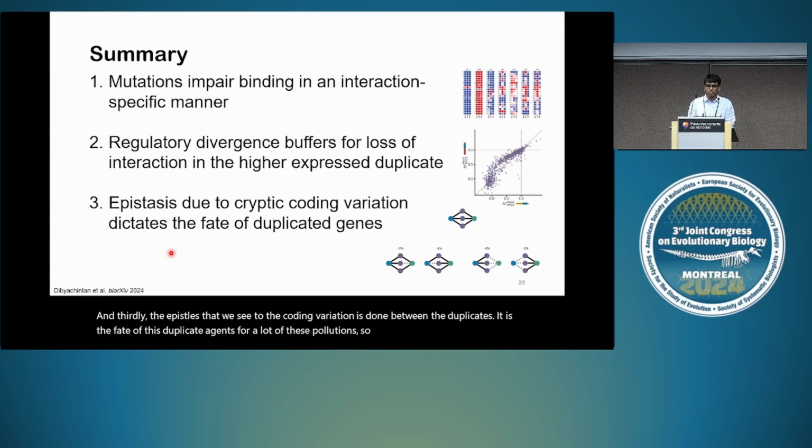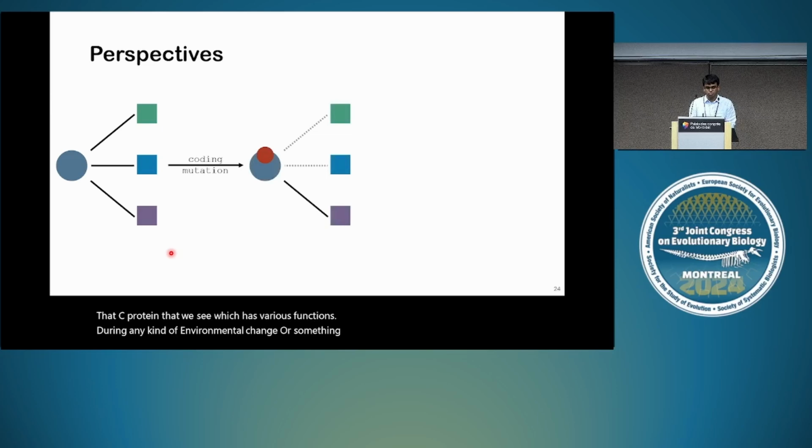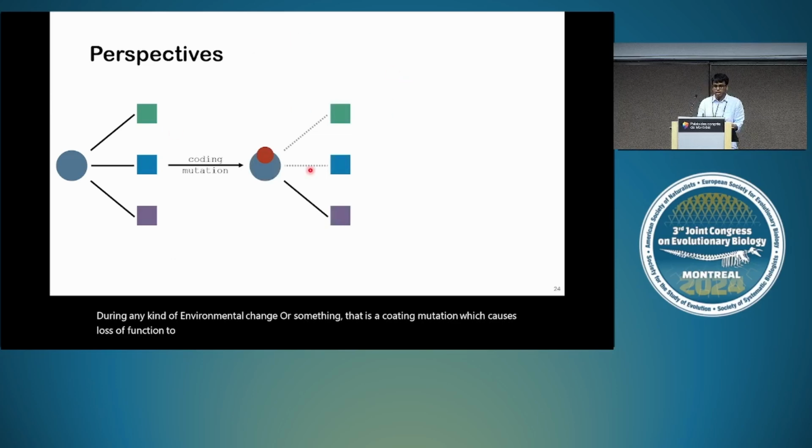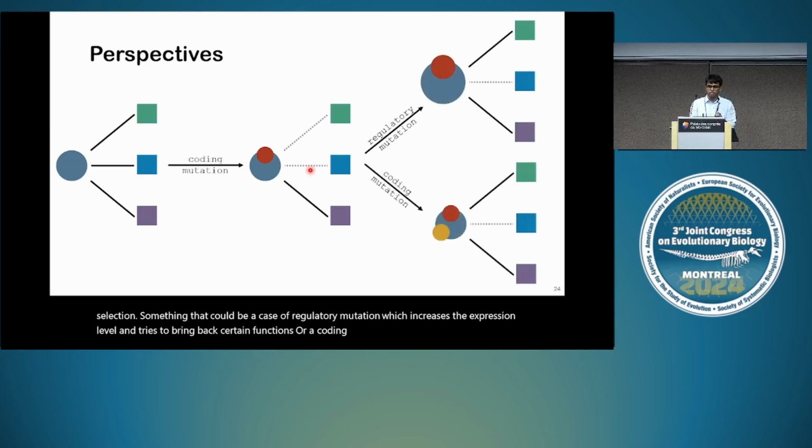So what does this mean in general for any kind of protein evolution traits that we try to study? For any protein or locus that has various functions, during any kind of environmental change, there could be a coding mutation which causes loss of function. But that doesn't mean that the protein will get removed by purifying selection. There could be a regulatory mutation which increases the expression level and brings back certain functions, or a coding mutation which interacts with another varying residue and brings back that function together. So the point is that any robustness we see towards mutations for a specific interaction may not apply to others, but that can be recovered by multiple mechanisms, either through changes in the regulatory sequence or in the coding sequence.